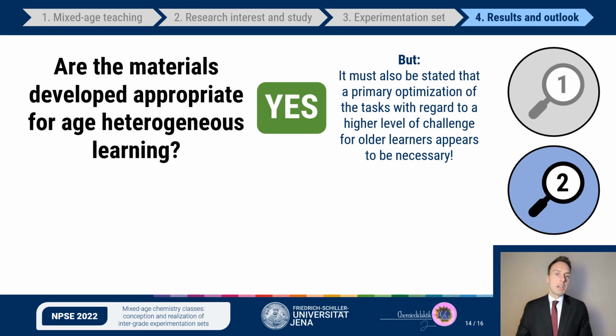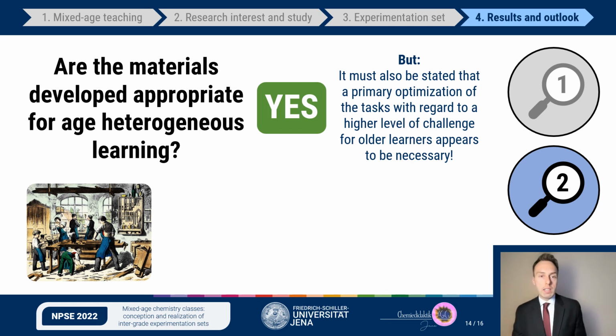But in summary, however, it must also be stated that a primary optimization of the tasks with regard to a higher level of challenge for older learners appears to be necessary. Furthermore, the production of more topic-specific learning videos should be increasingly realized. On the basis of these results, it is conceivable to support the further development of teaching in the subject chemistry at the Montessori school in Jena by the conception of further sets, which can be subject-spiral curricula or project-oriented.